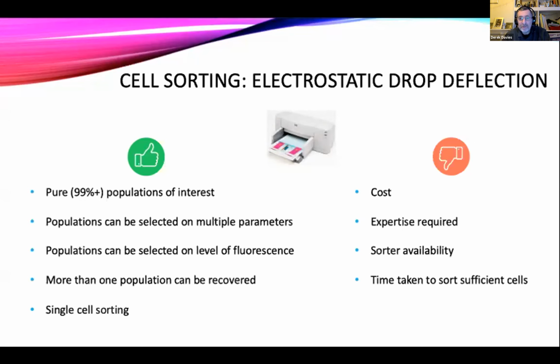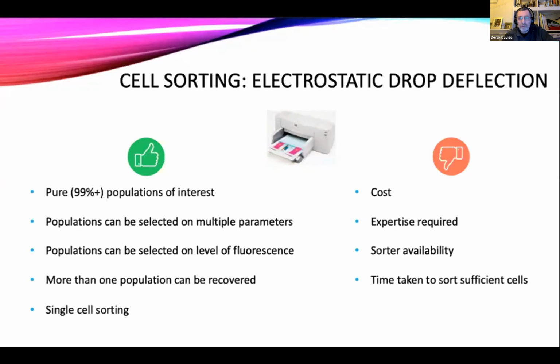It's more expensive. The hardware itself is more expensive than an analytical flow cytometer. It does require a little bit more expertise, but that doesn't mean to say that you can't be trained to run a cell sorter. Both at MSK and at the Crick, we do train people to run their own cell sorts. Sometimes, though, it can be trickier to get time on the machine. They're not as prevalent as analyzers, so you may have to plan a little bit further in advance when you're thinking about cell sorting. And there is a time limitation.